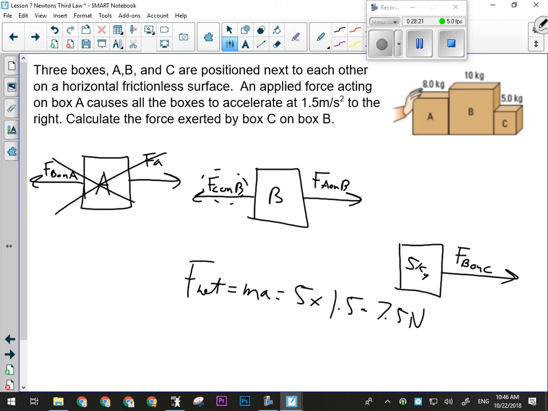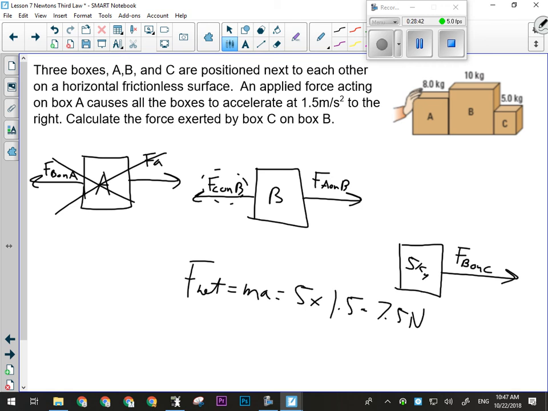I only have to do a net force calculation. That's it. I multiply the mass of the box by its acceleration, and I have the force of box B acting on box C. Now, that's not what the question wanted. The question wanted the force of C on B. So what do I do with that number? I make it negative, and I'm done.